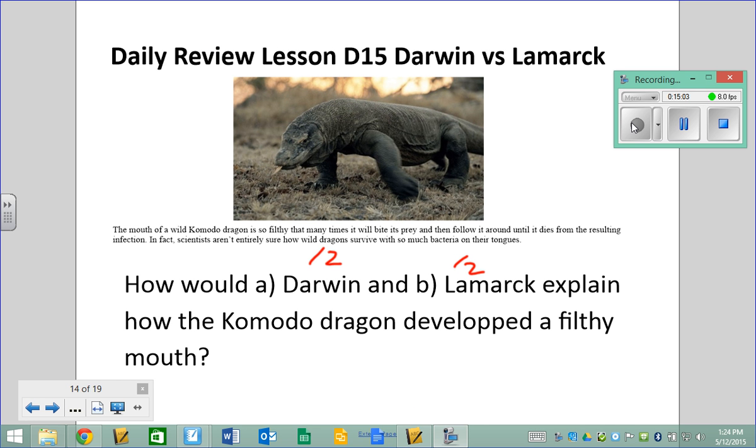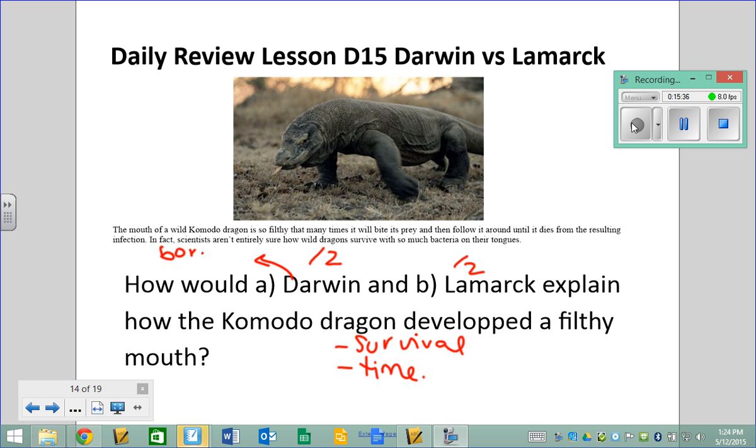So just to make sure that everyone is confident about what the answer should be, here are some things that they would both say. They would both say that it's about survival, and the ones with dirty tongues survived. You could say that for both of them. That would be a true point. They would both say that it happened over time, that it took several generations for the entire population to display this characteristic. But what's the difference?